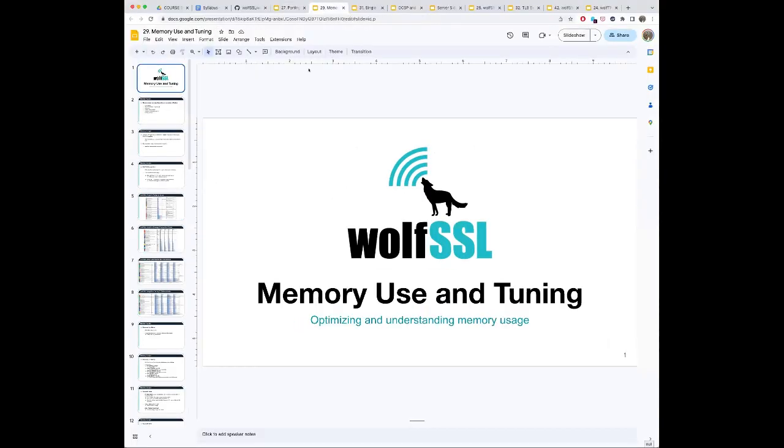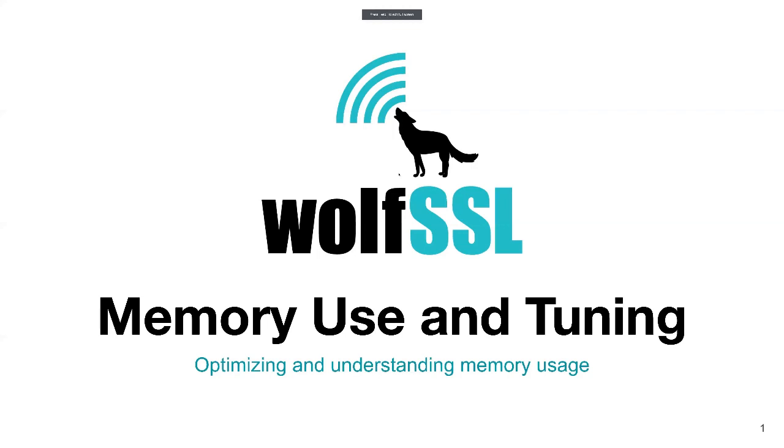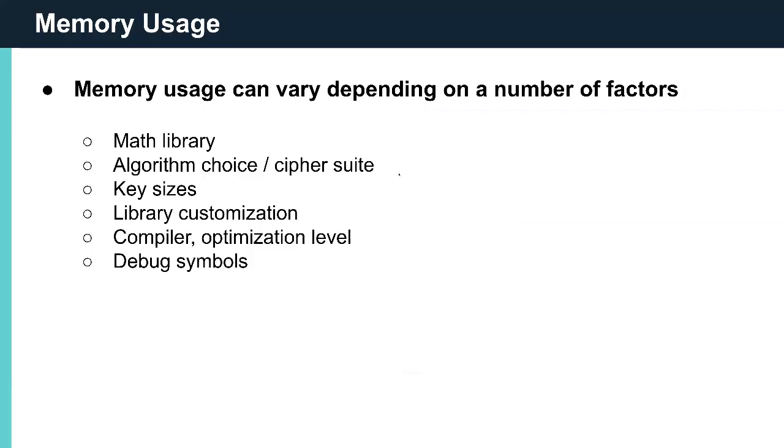Okay, so now that we've talked about porting wolfSSL, I mentioned we had some updated memory use and tuning guidance. So the memory use of wolfSSL and wolfCrypt can really vary. It changes depending on which of those math libraries you have available and enabled, which algorithm you're using in the cipher suite, what key sizes you're using, how you've customized the library, what optimizations you have turned on at your compiler level, and then if you have debug symbols and debug logging enabled or not.